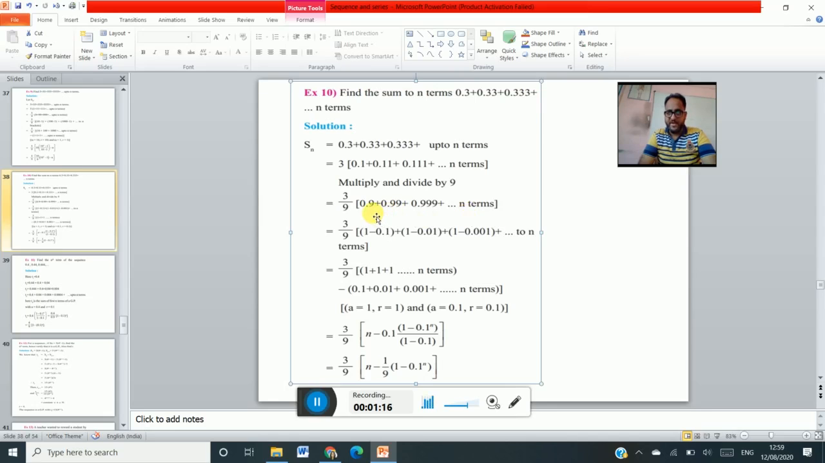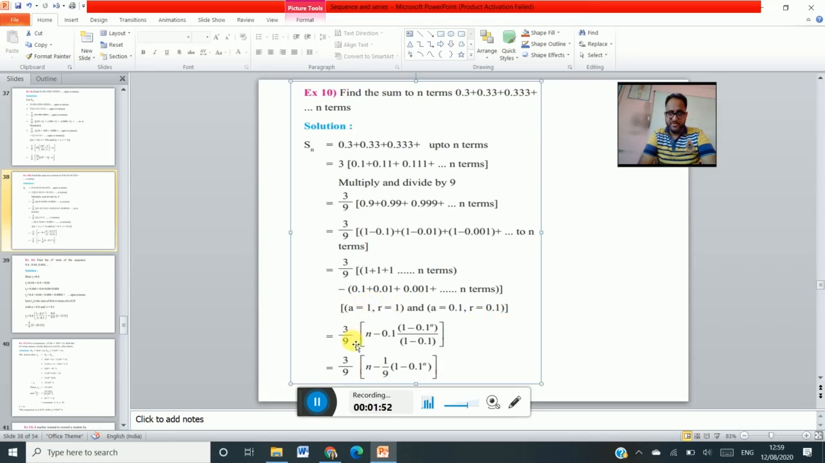Then 0.9 can be written as 1 minus 0.1 and 0.99 is written as 1 minus 0.01 and so on, right? इसी तरीके से पिछले एग्जांपल भी सॉल्व किया था हमने. Okay, then this 1 and minus 0.1 can be split up like this. Then first term, see here, that is 1, therefore a is equal to 1 in the first bracket and r is equal to 1, that is the common ratio. In the second bracket the first term is 0.1 and the common ratio is 0.1.